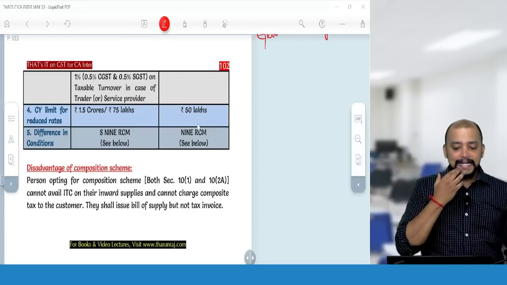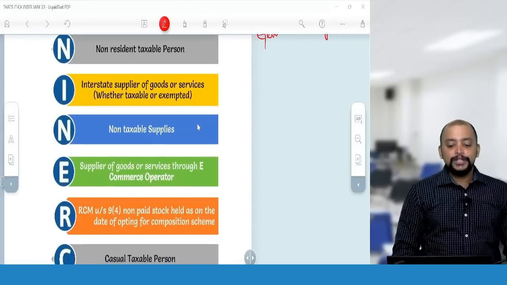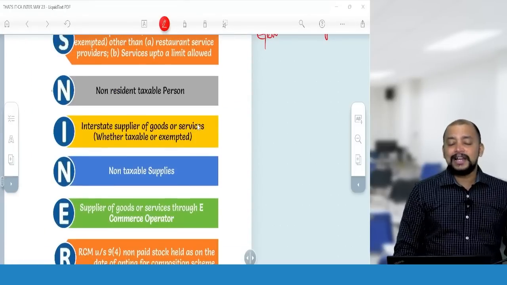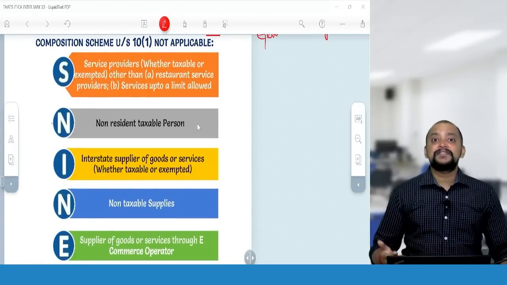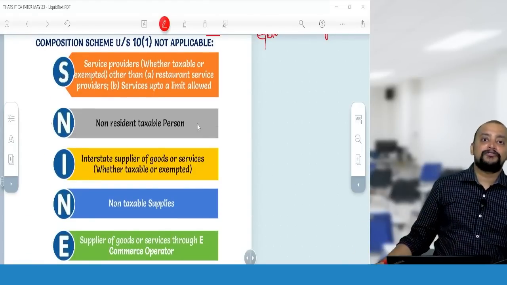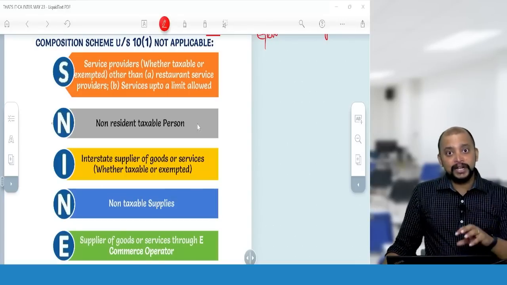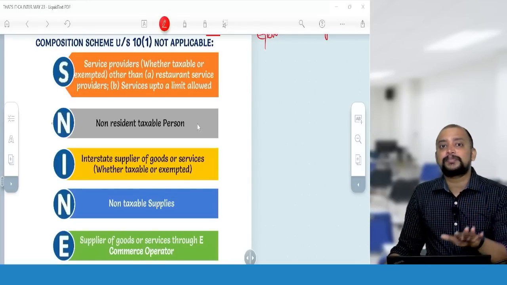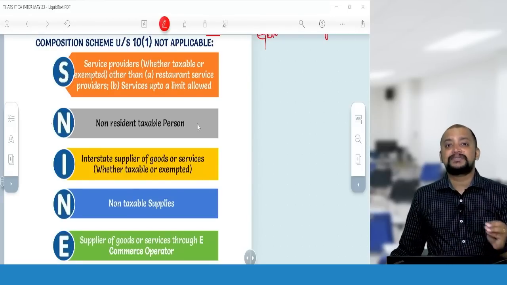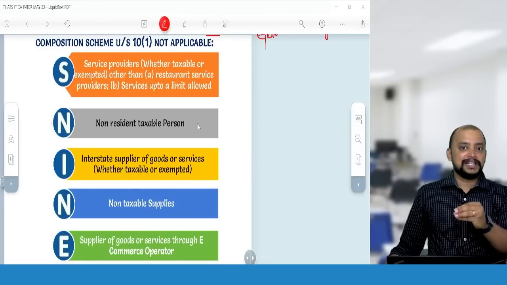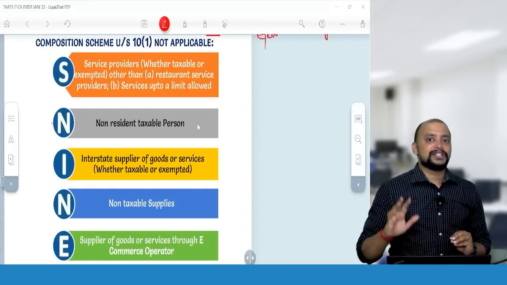And then there are some cases where the composition scheme is not applicable. You can remember that as S9 RCM. These are the cases where composition scheme is not applicable. Yes, S for service provider other than supplier of food beyond a 10% limit. That is, a person who is under 10.1 can supply any other services other than supply of food, up to 10% of turnover during the previous year or 5 lakhs, whichever is higher. Up to that limit they can provide the services. If they cross beyond that limit, then they are disqualified from composition scheme 10.1.